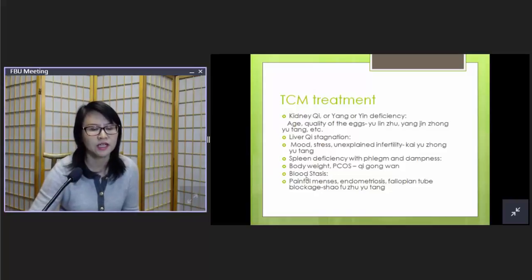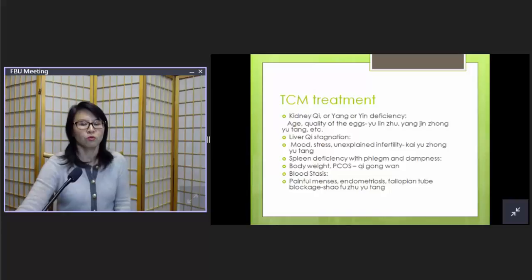And the last type is called blood stasis, blood stagnation. Blood stagnation is typical when a patient comes and says, I have endometriosis, or I have blocked fallopian tubes. In this kind of case, we try to invigorate the blood.